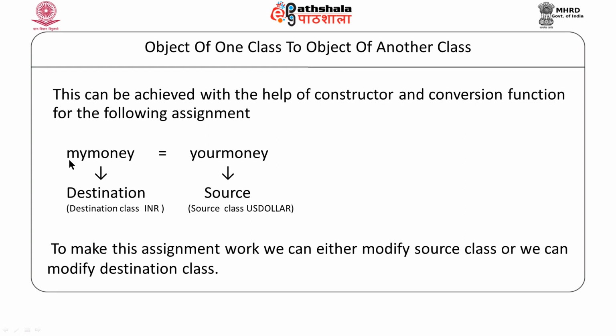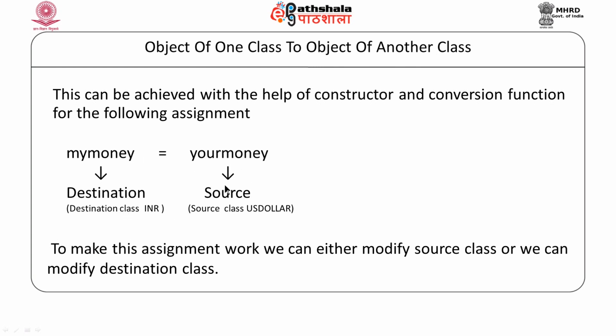We are writing an assignment statement where we are trying to assign your money to my money. So, we are writing a statement like my money is equal to your money, where my money is an object of INR class and your money is an object of US dollar class. Here let us understand that this is the source and this is the destination, that is this value is being assigned to this. Now, to achieve this we have two options, either we can modify the source class that is the US dollar class, or we can modify the destination class that is INR class.